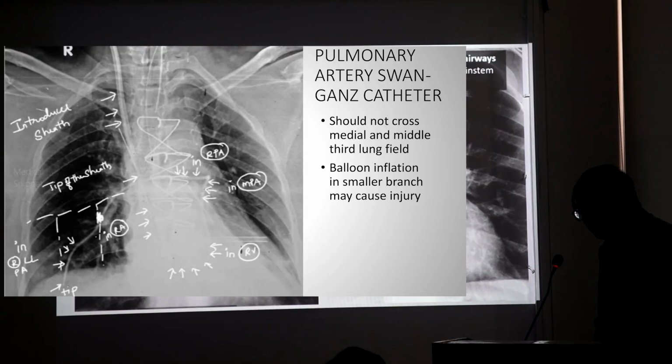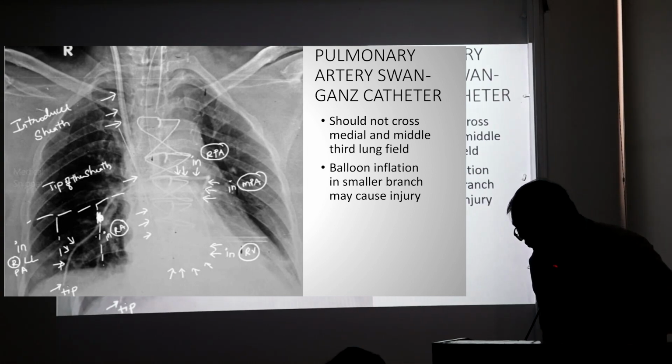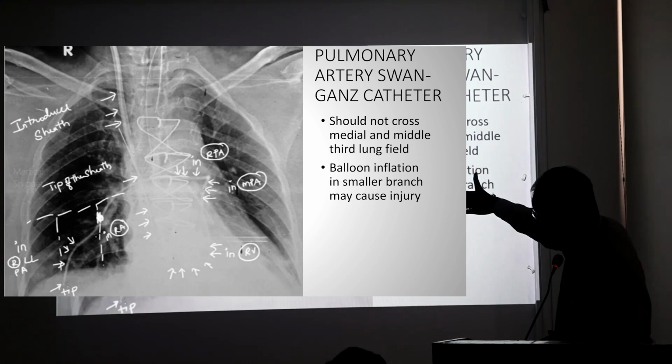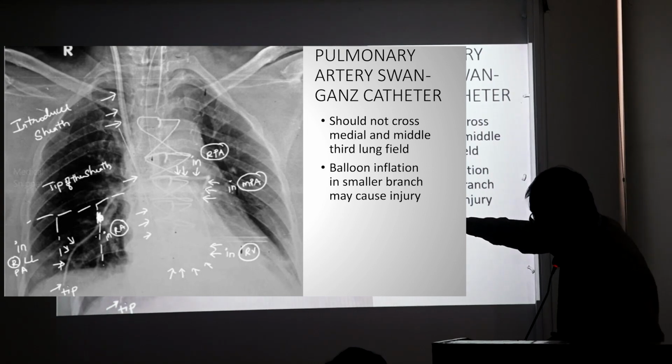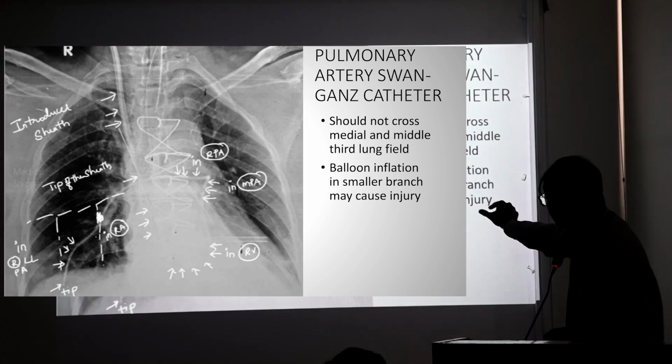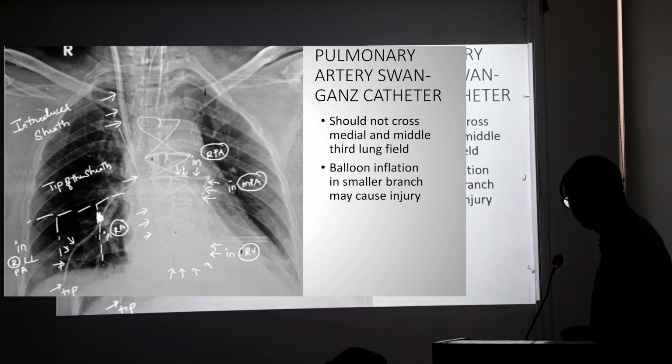Okay, so ideally the tip of the Swan-Ganz catheter should not cross the medial and middle third of the lung field. If we divide the hemithorax into three parts, as you can see in the lowermost portion, medial, middle and lateral, it should ideally be in the medial part of the lung field.